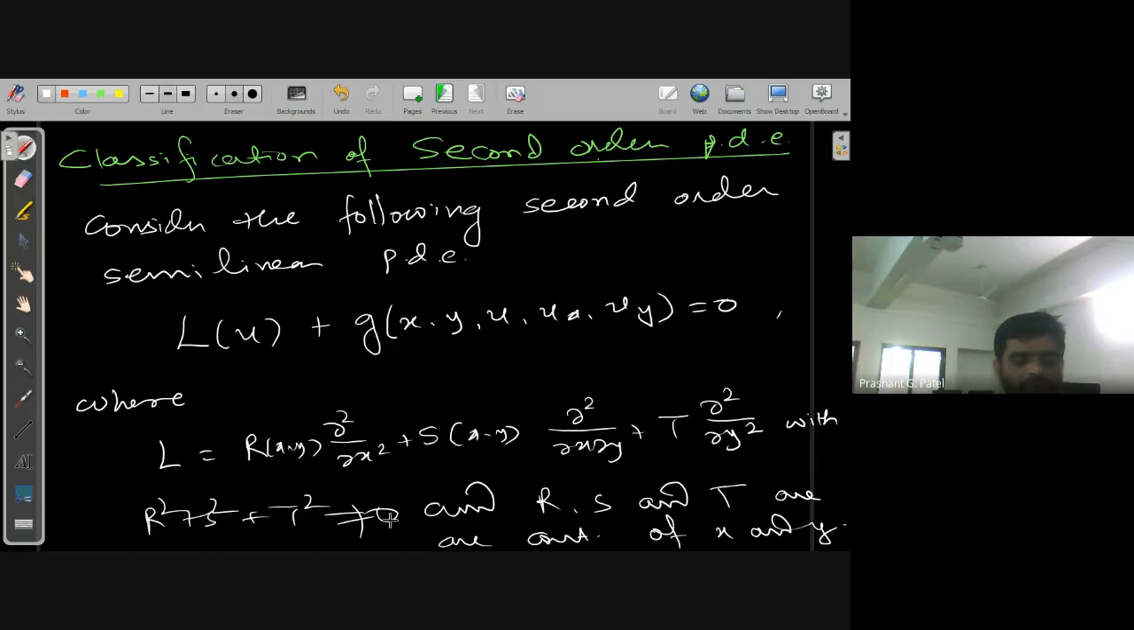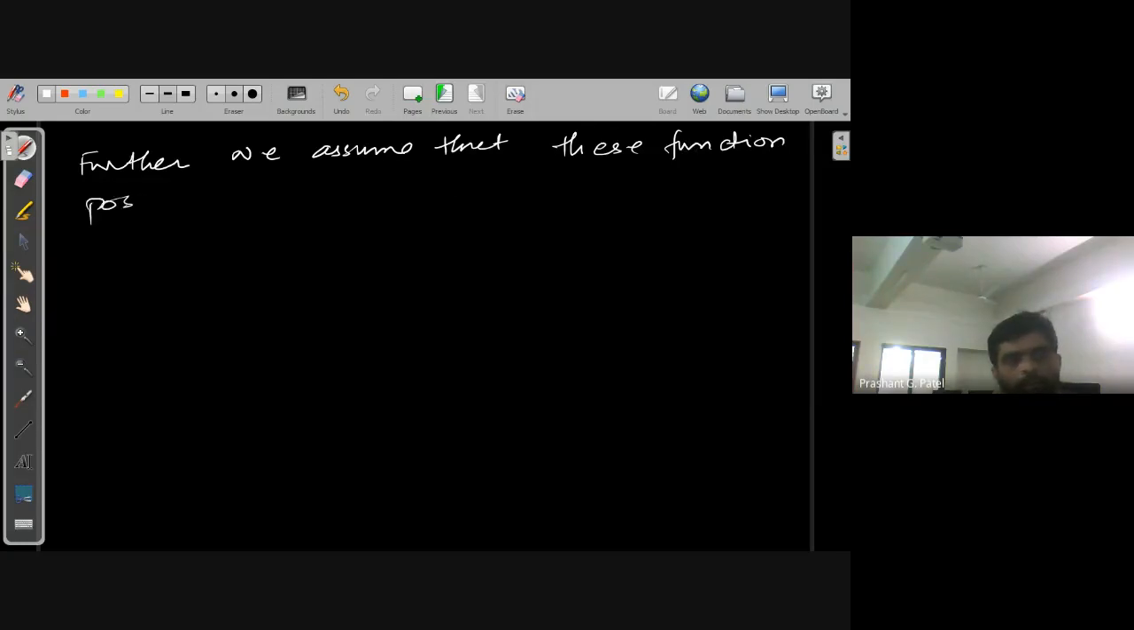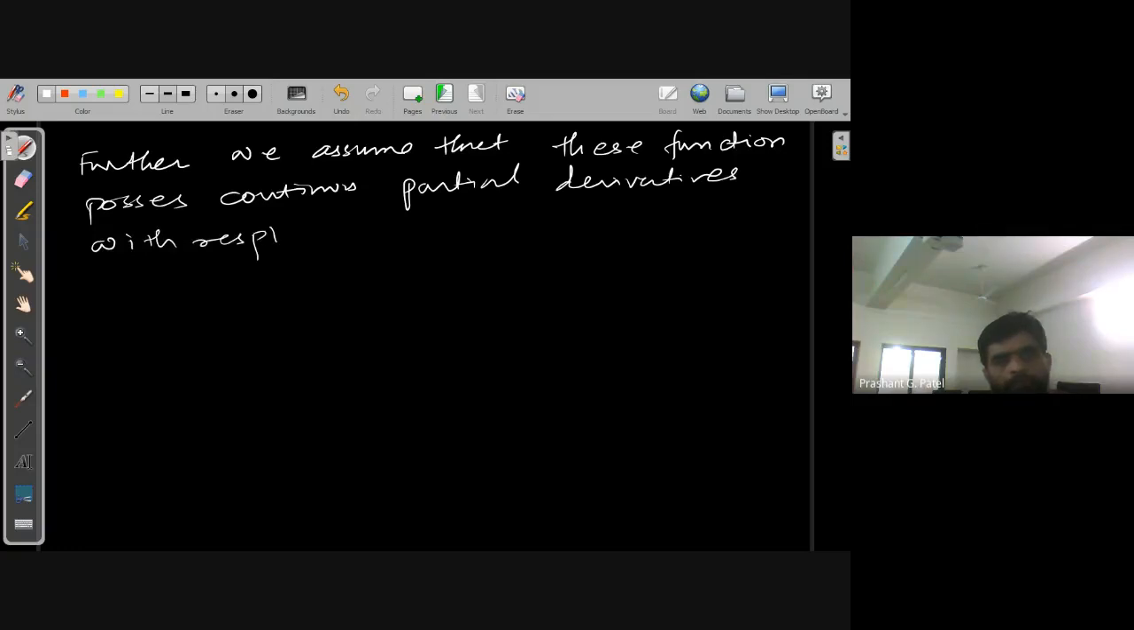We further assume that these functions, that is r, s and t that we are talking about, possess the continuous partial derivatives with respect to x and y.